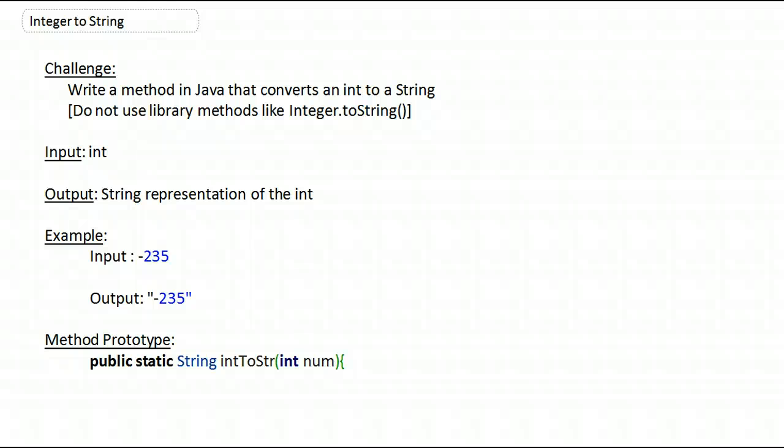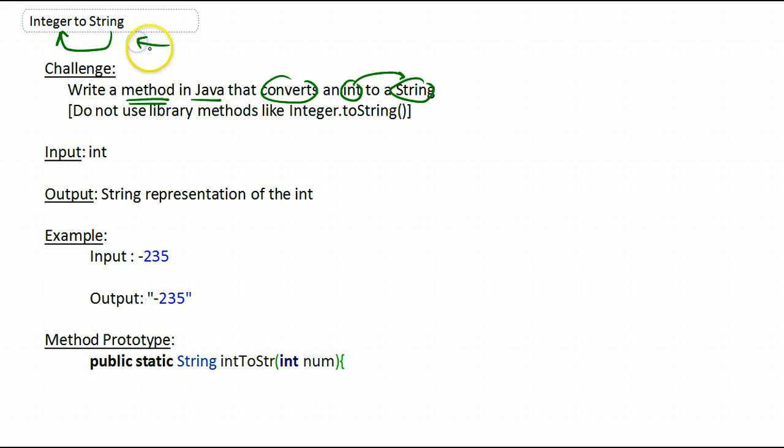In this computer science challenge, we are asking you to write a method in Java that converts an integer to a string. So we've already seen how to convert a string to an integer in an earlier video, and if you haven't seen that video, I do recommend that you look at it first before coming and tackling this one. And now this time we are asking you the reverse operation, from integer to string.